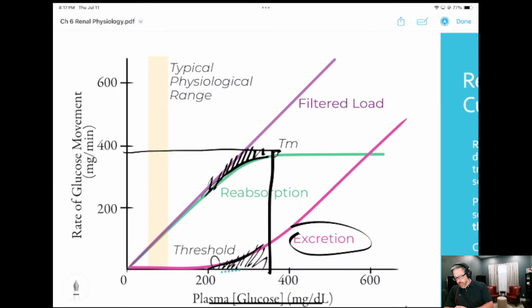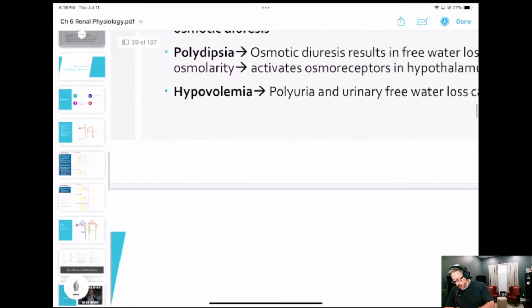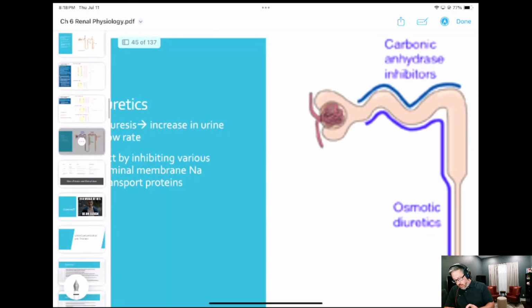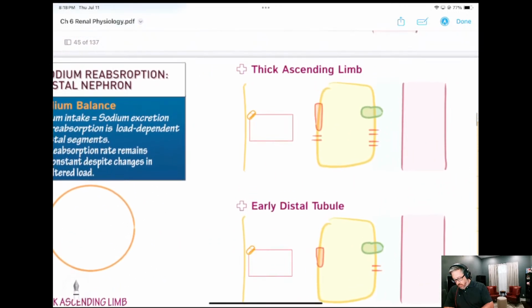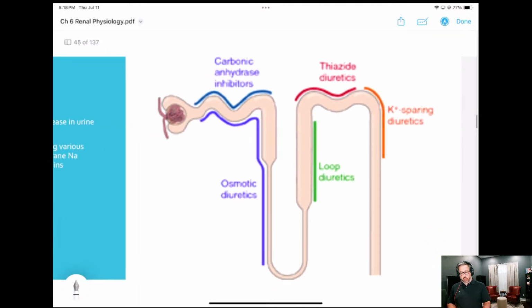Okay, let's go through diuretics. This is a great slide to look at for diuretics. Okay, so don't worry about this one. That's just osmotic diuresis. Sodium is leaving, so water will go with it.